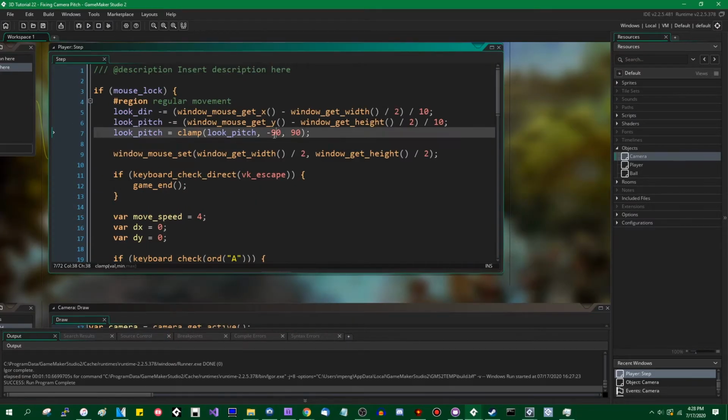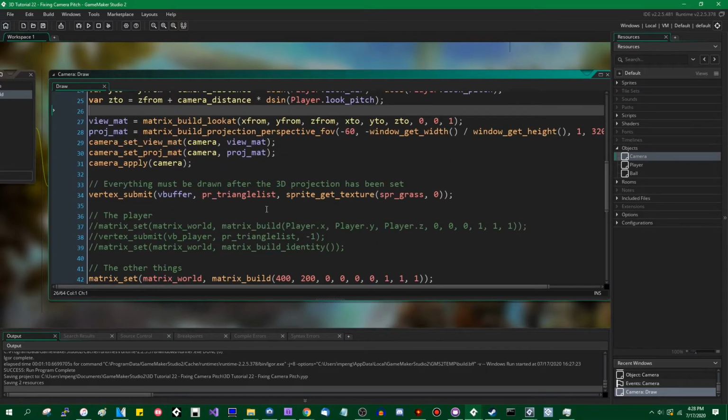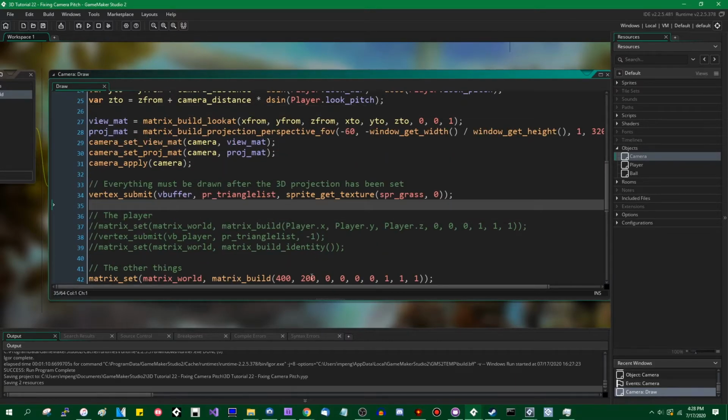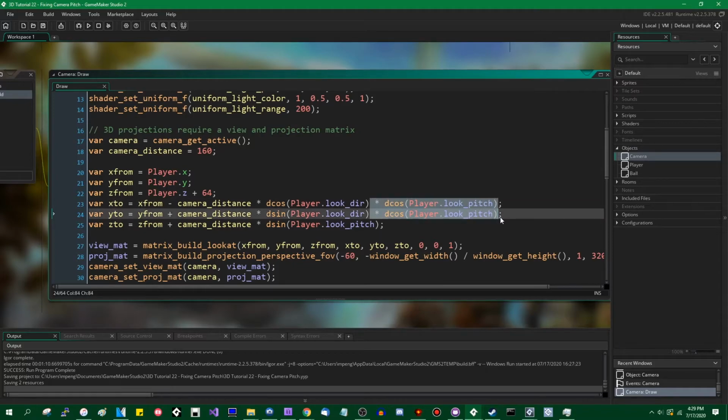Again, let me make that -85 to +85 because looking straight down I think is a little disorienting. If you like that kind of thing, maybe you're making a VR game, then looking down might be what you're looking for, but okay. Anyway, I don't know how long I've rambled about this, but yeah, all you have to do is multiply the X and Y2 by the camera pitch. And if you're making a third-person game, it would be, as you can imagine, the X from and Y from instead of the X2 and Y2.